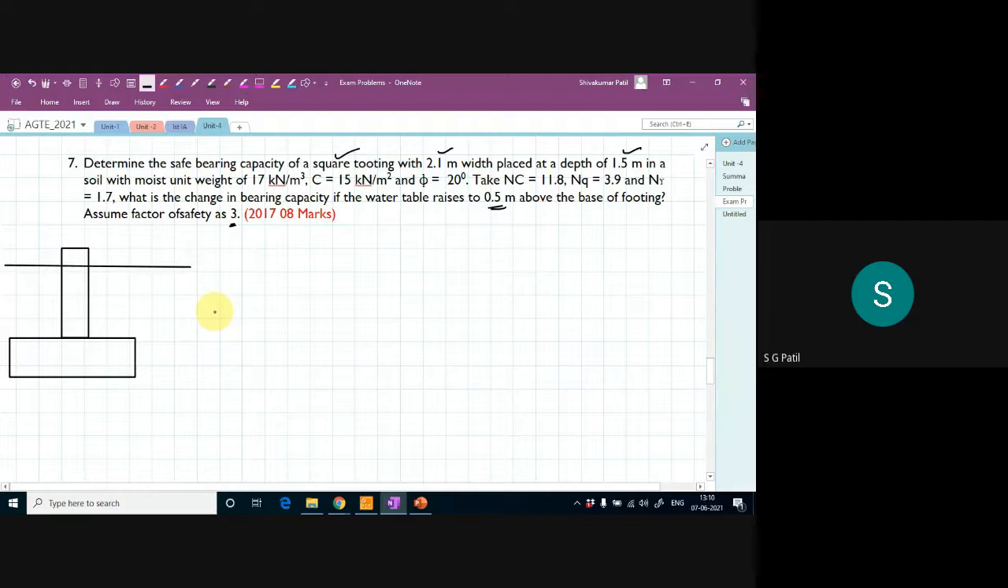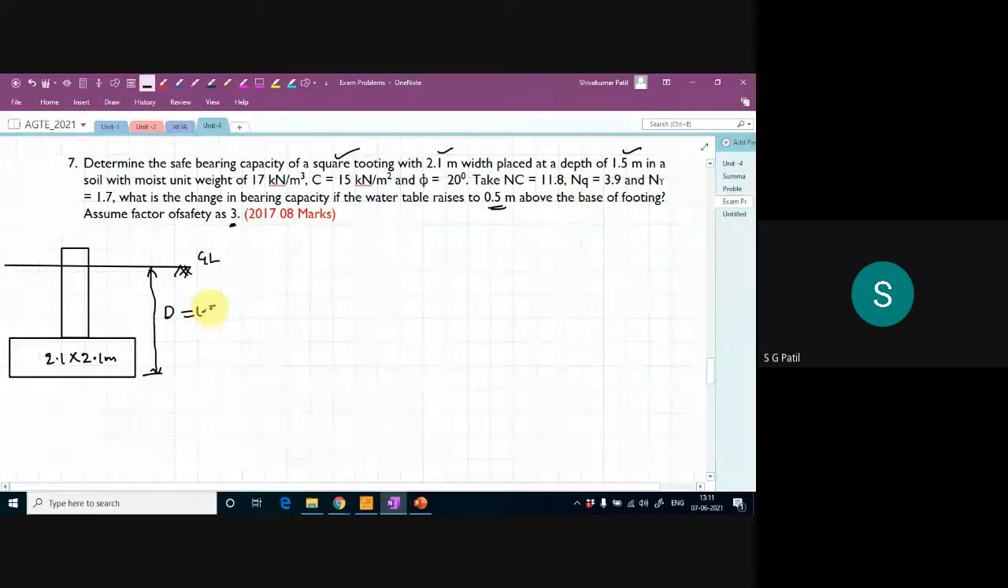Okay, so this is the ground level. And what is the size of footing? It's a square footing, 2.1 by 2.1. So 2.1 meter by 2.1 meter. So what is the depth of foundation? Placed at a depth of 1.5 meter.